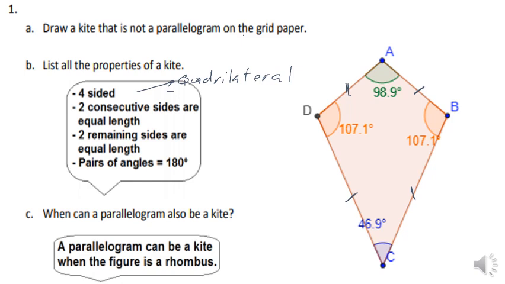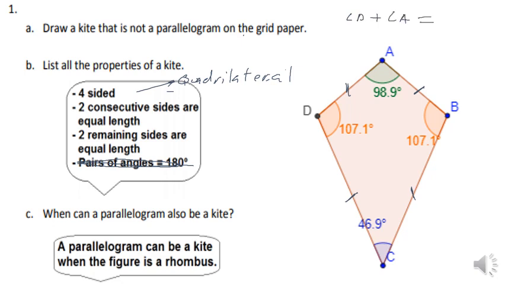Now, next thing says pairs of angles equal 180. That's not always true. On some kites, it would be true, and we'll get into that in a minute, but this is not always true right here. Pairs of angles are not. Now, if it's a parallelogram, a rectangle, a square, or a rhombus, that would be true. But for an actual kite, the pairs of angles do not equal 180.